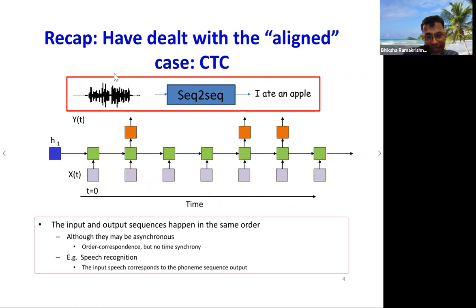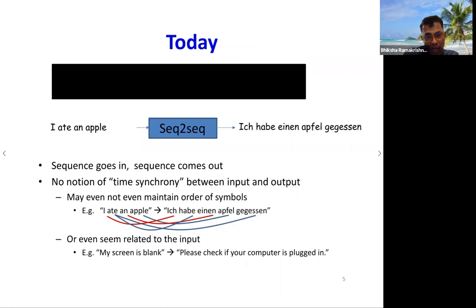We've talked about the case in the last class where the input and output are order aligned, but not time synchronous. We developed the entire CTC framework to deal with it. So today we'll talk about the case where we cannot really assume a direct mapping between the input and output, like in translation or even dialogue. In the case of dialogue, for instance, there isn't even a regular relationship between the input and output, let alone their lengths. And the model must be able to perform these conversions.